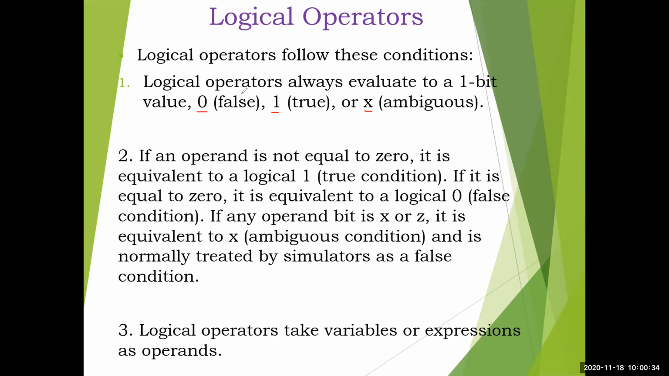So these logical operators always evaluate to a 1-bit value, either false, true or ambiguous. If an operand is not equal to 0, it is equivalent to a logical one. That's what I told you, non-zero. If it is 1, 2, 3, any number, then it is called a true condition or logically 1. If it is equal to 0, it is equivalent to a logical 0 or false condition. If any operand bit is x or z, it is equivalent to x. So in this case it is only three values, 0, 1 and x, and x is normally treated by simulators as a false condition only.